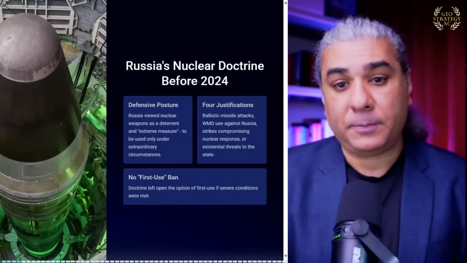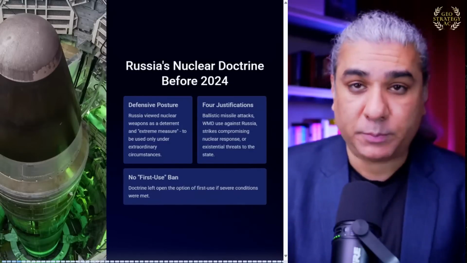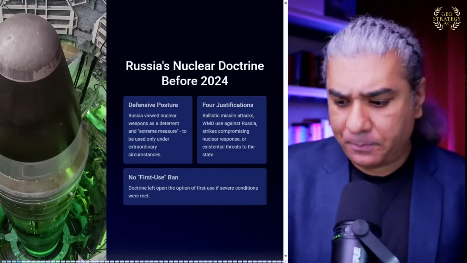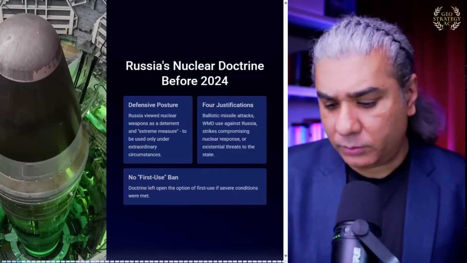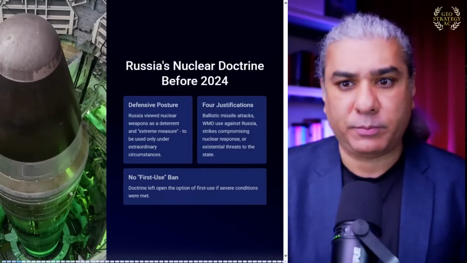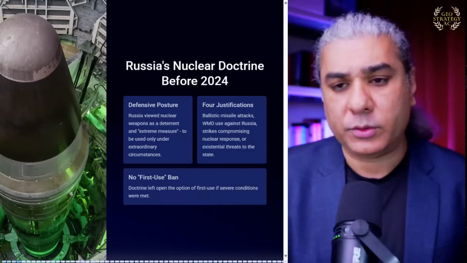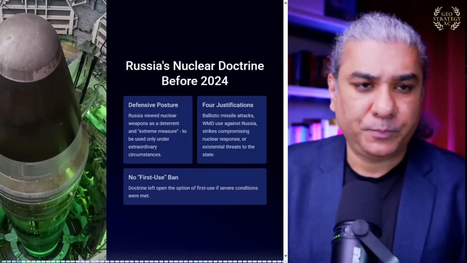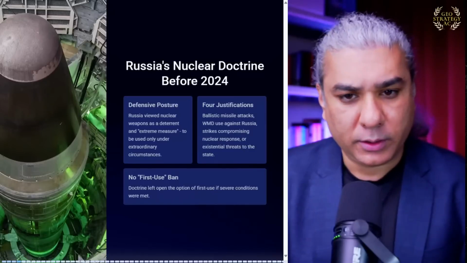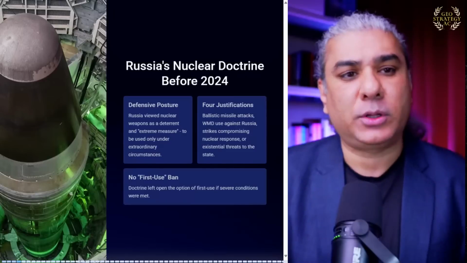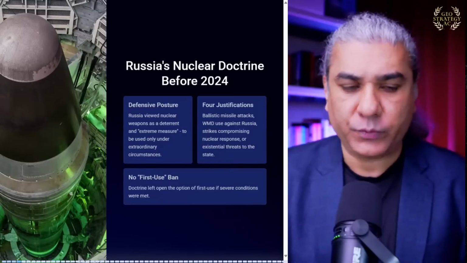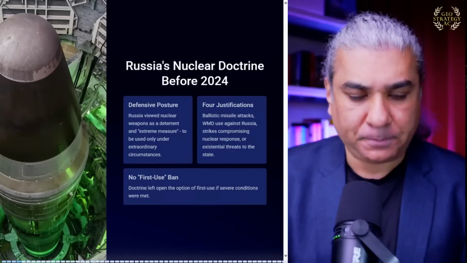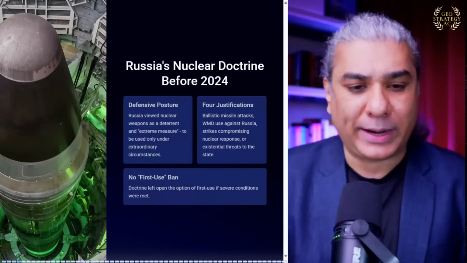Number three, if there were strikes that would compromise potentially Russia's nuclear response, that would justify a Russian nuclear attack. Let's say there was a strike against Russia's nuclear warhead storage sites, or Russian strategic bombers, or Russian submarines, which carry Russian cruise missiles and so on, ballistic missiles. So that would trigger a Russian nuclear response. Or if there was an existential threat of some kind to the Russian nation, that would also then justify a Russian nuclear response. So these were the four justifications, or four red lines.